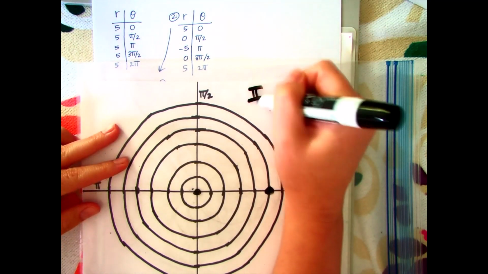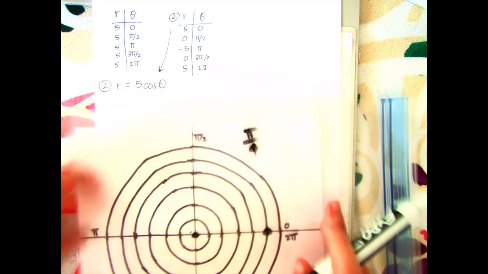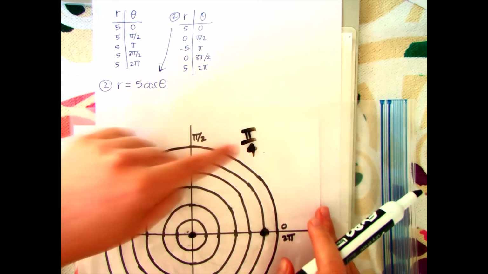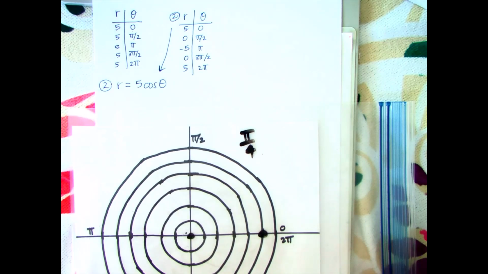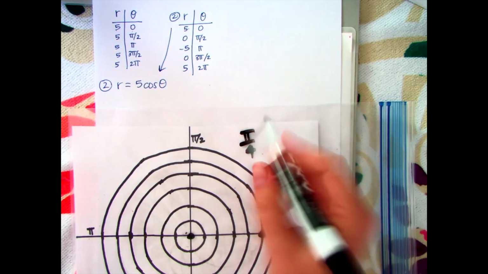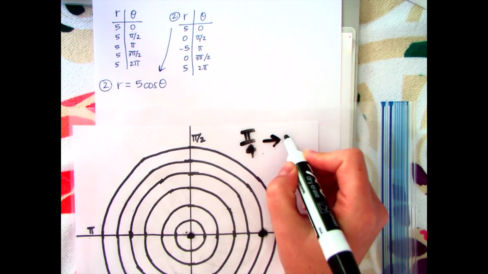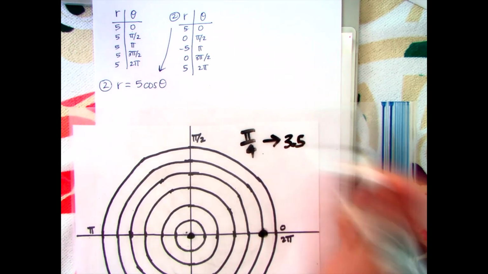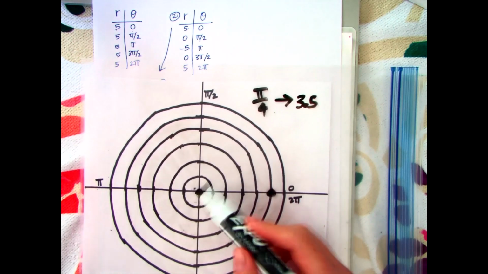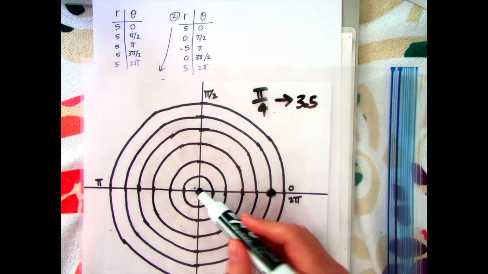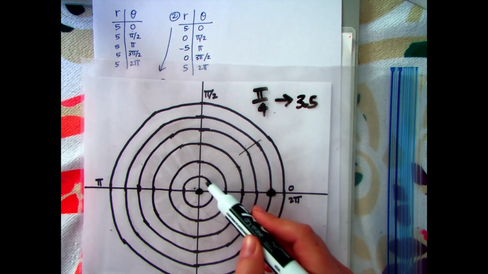So what if I tried to substitute in pi over 4? So if I plug pi over 4 back into this equation, 5 cosine of pi over 4, so the cosine of pi over 4 is square root of 2 over 2. I'm multiplying then that by 5, which really gives me an output value of approximately 3.5. So I'm just rounding it there. So now I'm going to graph this coordinate, right? Pi over 4 is right here, right? So along this line, I'm going to go out about 3.5.